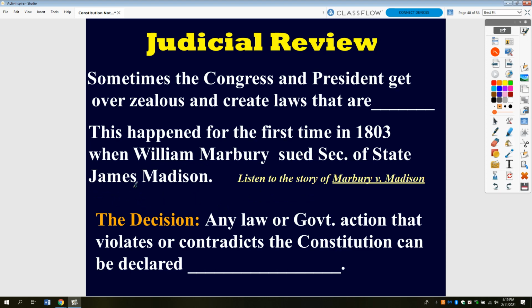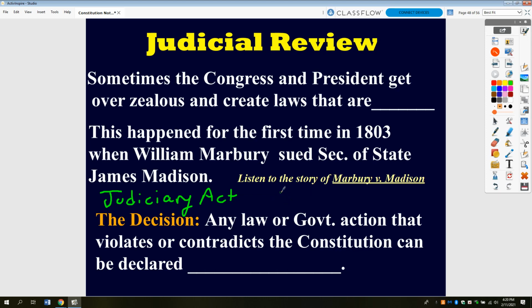And the Supreme Court asks him a question. What is it about your case that you think allows you to go directly to the Supreme Court? And he says, well, it's not necessarily something in the Constitution. It is something in a law that was written. And this law is known as the Judiciary Act. And he says that law allows me to go right to the Supreme Court to sue Mr. Madison.